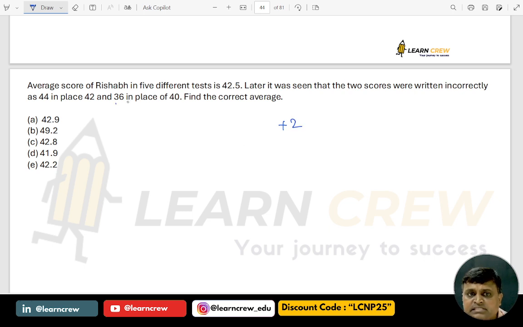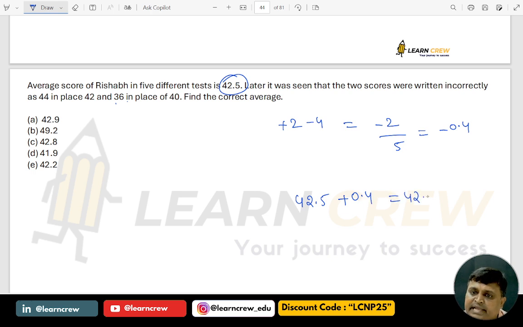And written as 36 in place of 40, there is a reduction of 4. So overall there is a reduction of 2 over all 5 innings. So on average there is a 0.4 reduction. When there is a 0.4 reduction, it is 42.5. So the actual would be 42.5 plus 0.4, which is 42.9. So the answer is 42.9, option A.